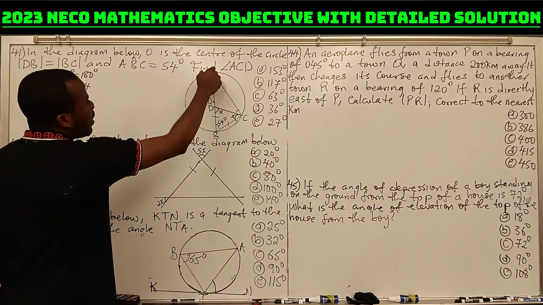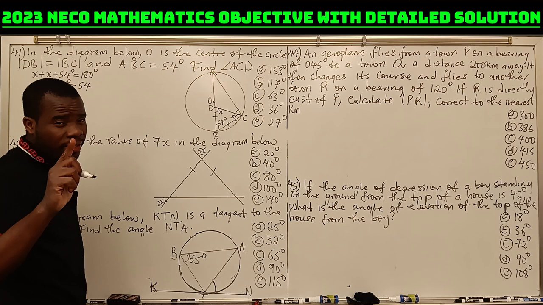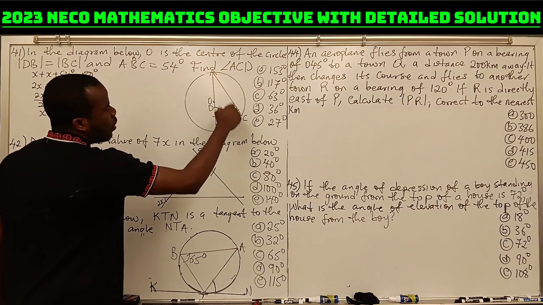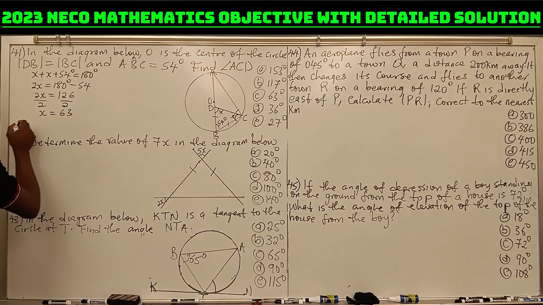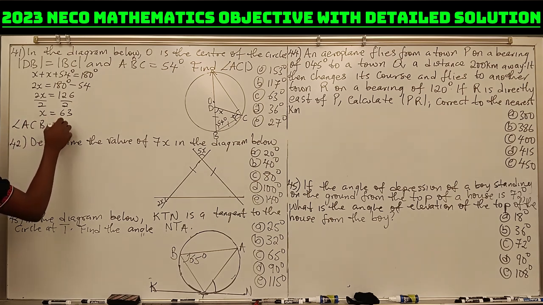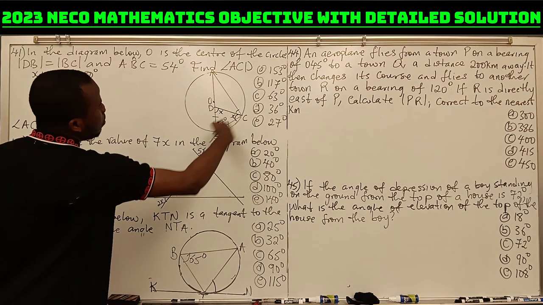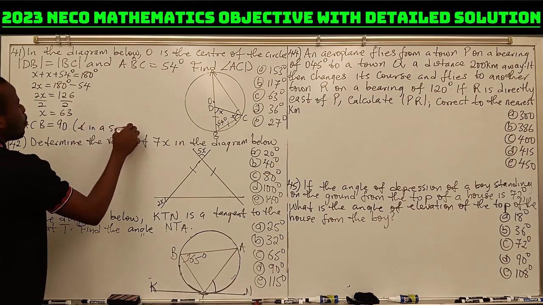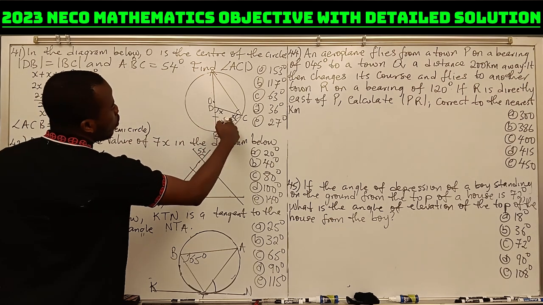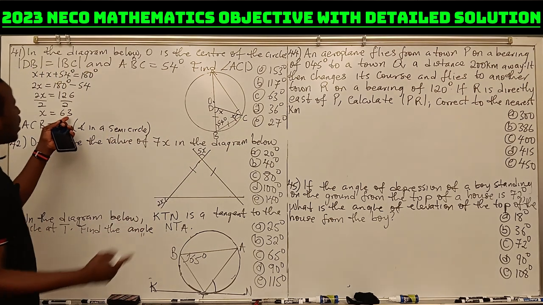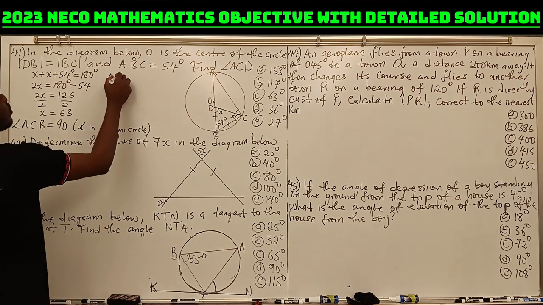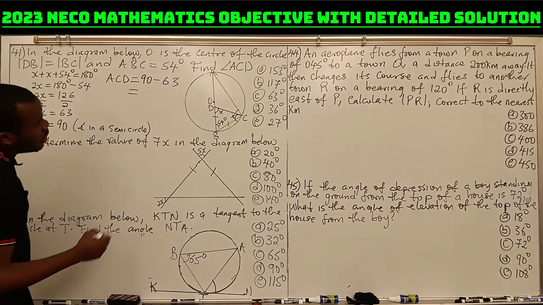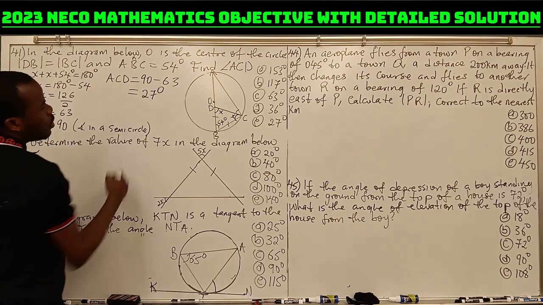If we take note, the line passes through the center, through the diameter. So what comes to mind is angle in a semicircle. Angle in a semicircle is a right angle. So this angle, angle ACB, is 90 degrees. The reason is angle in a semicircle. And angle DCB is x, which we have gotten as 63. So angle ACD will simply mean 90 minus 63, and 90 minus 63 will be 27 degrees, which is E.